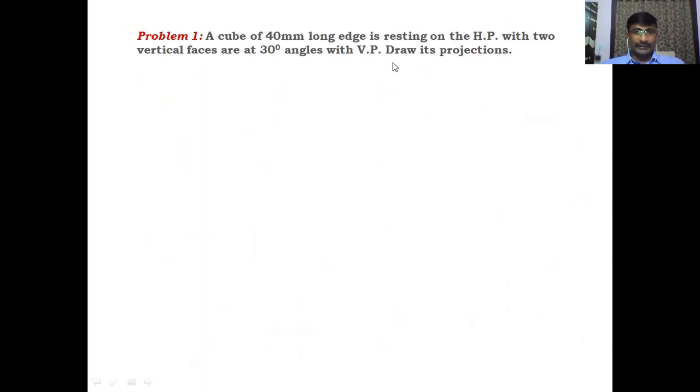So it is a single stage. It will come in a single stage. First of all, draw the XY line, and draw a 30 degrees inclined line. For the cube, whenever the vertical faces are inclined, when looking from the top side, it looks like a square. When one of the vertical faces is inclined 30 degrees, it means when we're looking from the top side, 2 sides of the square are at 30 degrees. So draw the 30 degrees line with the XY line like this.